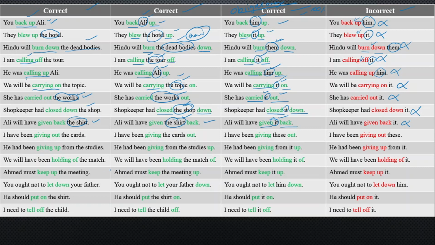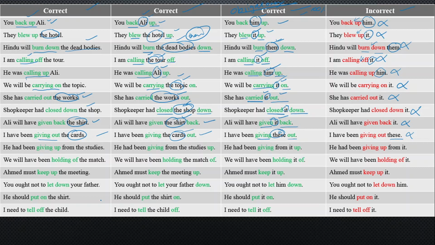Next, I have been giving out the cards, meaning distributing the cards, and I have been giving the cards out. So you can separate them or not, both ways are correct when your object is a noun. But when your object is a pronoun, like instead of cards we use these, I have been giving these out. So giving and out, verb and adverb particle, must be separated because a pronoun is used. And keep in your mind, I have been giving out these will be considered wrong because you have an object that is a pronoun.